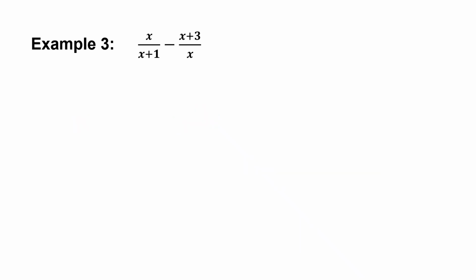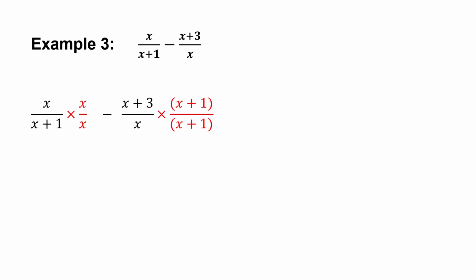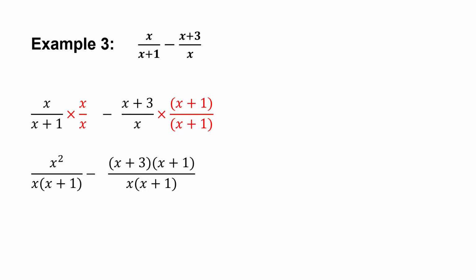So for our next question, we have x over x plus 1 minus x plus 3 over x. So the first step we need to do is to find the common denominator, which is going to be x times x plus 1. So we need to multiply this left-hand side by x over x, and this right-hand side by x plus 1 over x plus 1. When we do this, we can now see that the denominators are both the same, so we can now perform the operation between the numerators.